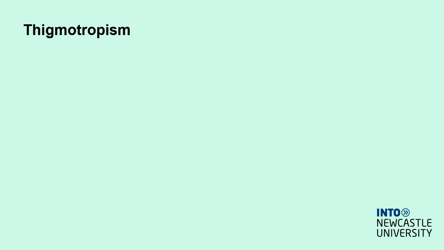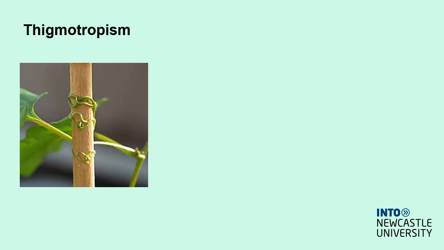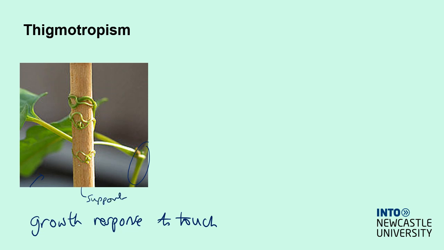The last tropism we're going to talk about now is thigmotropism. So thigmotropism is a growth response to touch. And they're used by plants when plants are attaching to a wall, for example, or around an object. So this plant here is growing up. So this is the plant. This is a support for the plant. And the plant will feel the support and grow around the structural support. So it's a thigmotropism.